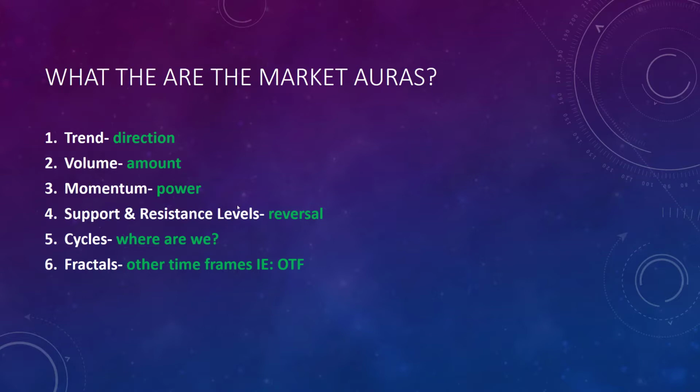Cycles, number 5. I think even a kindergartner can look at a chart and even look at life and see that life operates in cycles. If we look at the seasons, right? The seasons operate in cycles. Human lifetimes operate in cycles. So cycles: where are we in the current cycle?